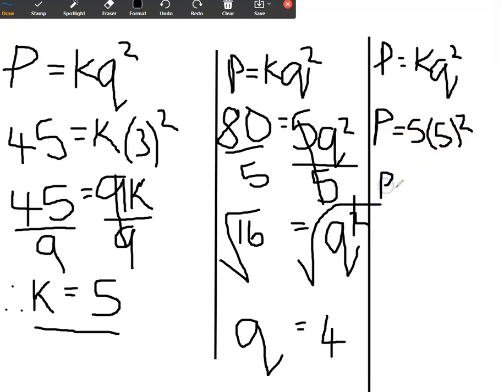So P is equal to 125 when Q is equal to 5.